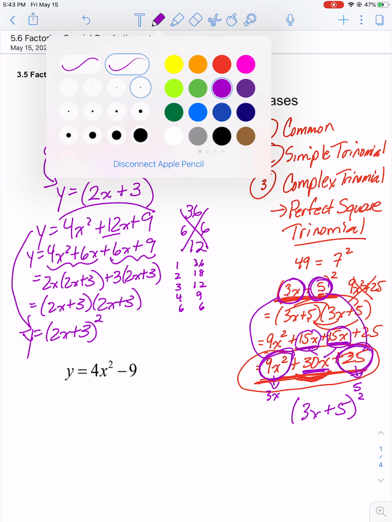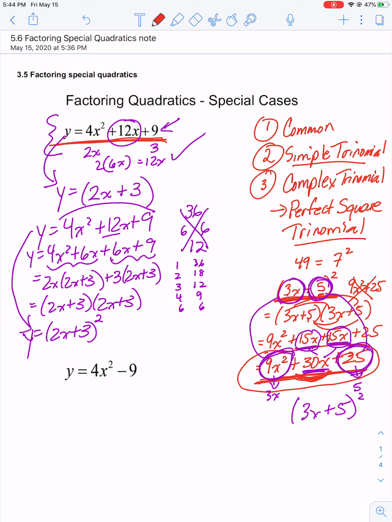Another subset of sometimes a simple trinomial, because we did a couple under simple trinomials, or complex. So this one looks like a complex trinomial. Well, it doesn't even look like a trinomial. It looks like a binomial because there's only 2 terms. But it's technically a trinomial with the x term missing. So this is what we call difference. What does the word difference mean in math? What operation? So subtraction of squares.